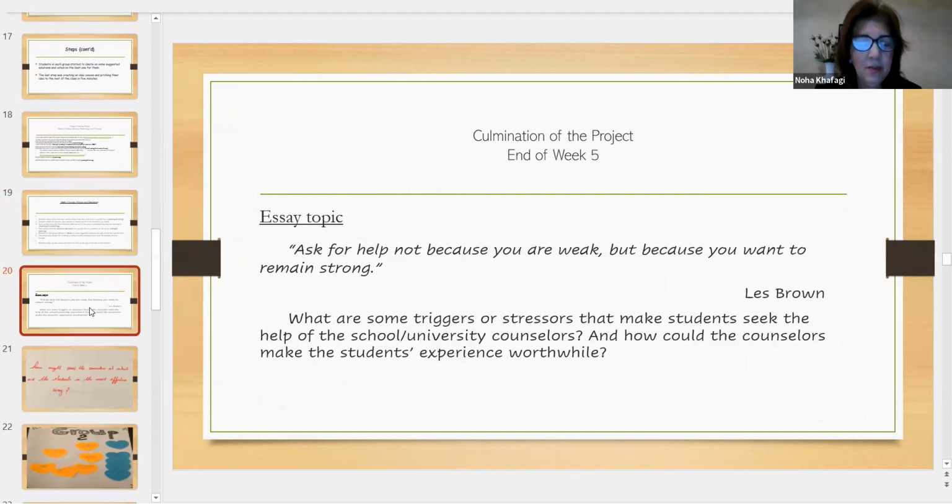And then it ends with the culmination of the project, because this is an academic EAP course. Of course, there is academic writing. So they end it with a 750-word essay about what they have been doing. And the question is, what are some triggers or stressors that make students seek the help of the school or university counselors? And how could the counselors make the students' experience worthwhile?